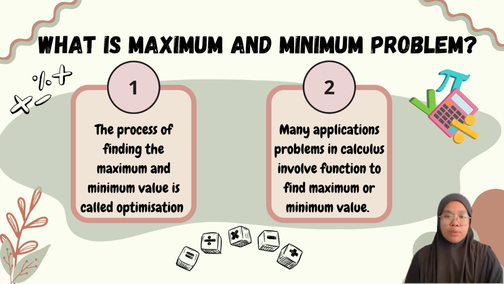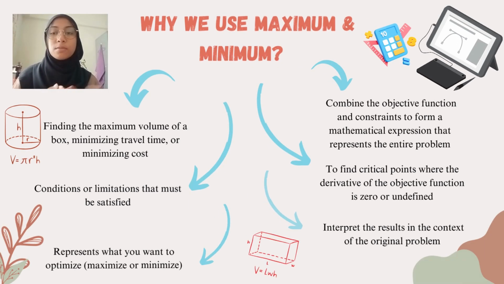So, in this part, we're going to talk about what the maximum and minimum problem is. The process of finding the maximum and minimum value is called optimization. Many application problems in calculus involve a function for which we need to find a maximum or minimum value. So, why do we use maximum and minimum? Absolutely, you are describing optimization problems in calculus, which are common in real-world applications. These problems involve finding maximum or minimum values of a quantity like volume, cost, time, and others.